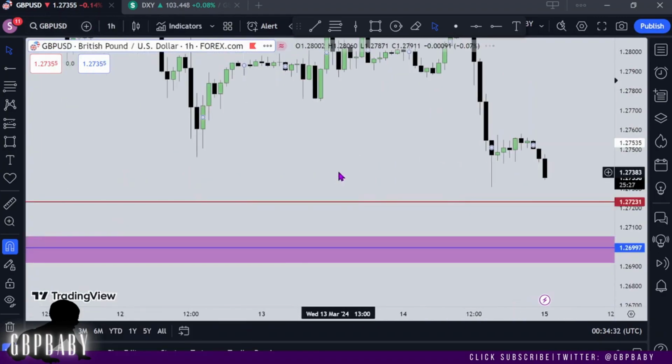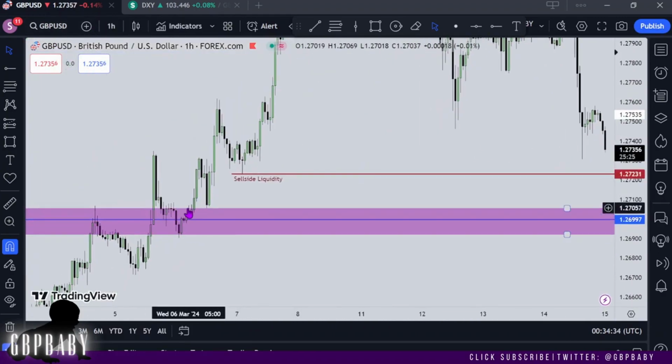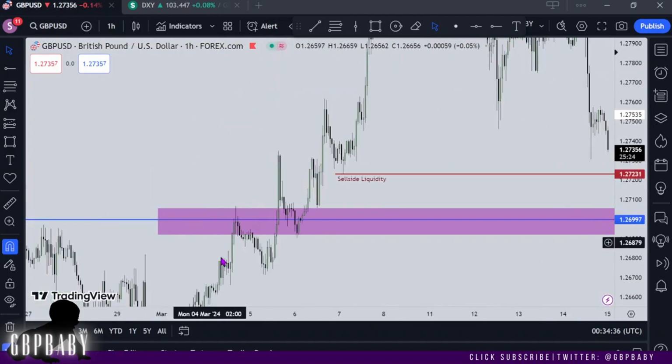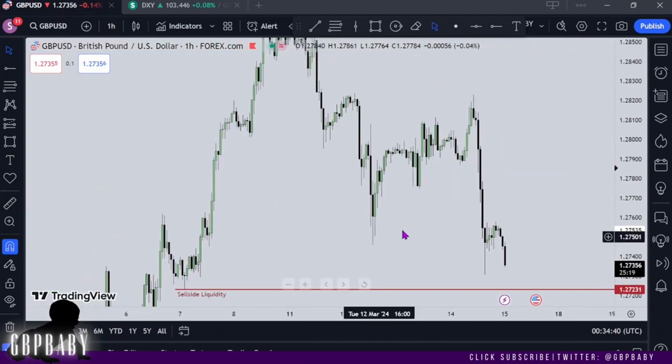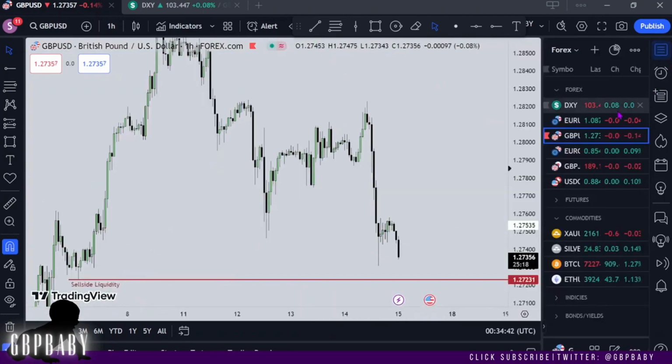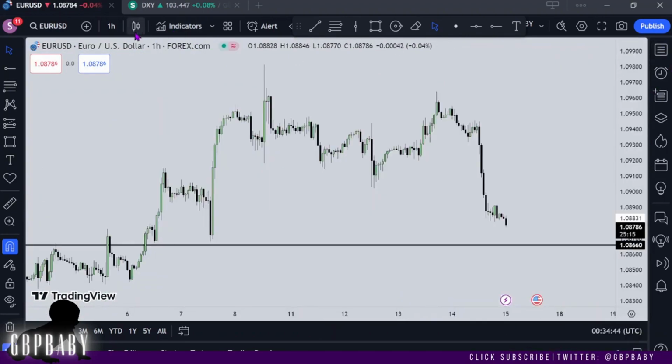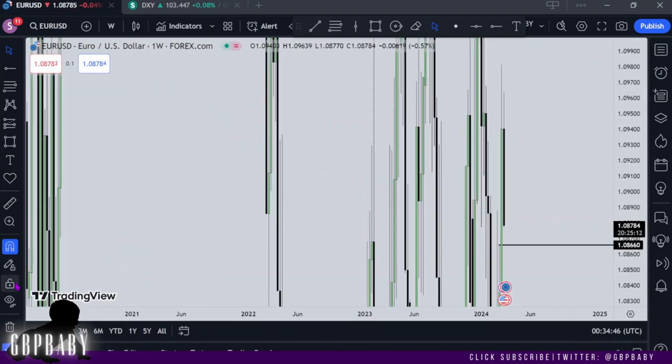If we go to the 1 hour, again, you can see a bullish order block lined up nicely with that daily time frame order block. So yeah, it should be interesting to say the least. We'll finish on euro. We'll start on the weekly here.